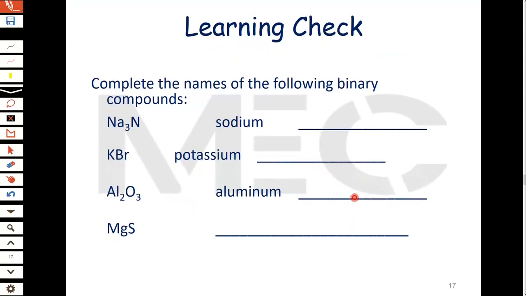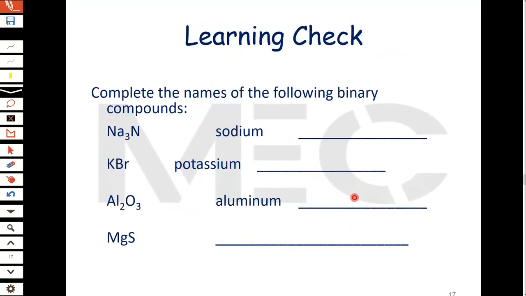Okay, so let's do some practice. Complete the name of the following binary compounds. Binary means 2, which means positive ion is 1 element, negative ion is 1 element. So we have only 2 elements in the compound. So let's complete these ones. Sodium, okay, what is the negative ion here? It's an N3 minus, so it's nitride. So let me write here nitride.